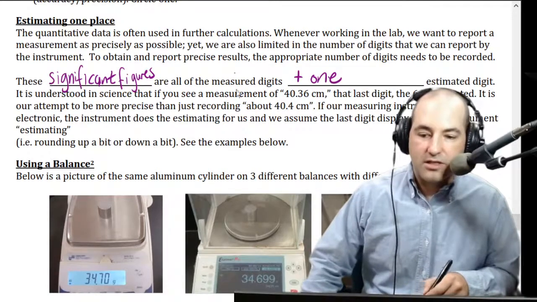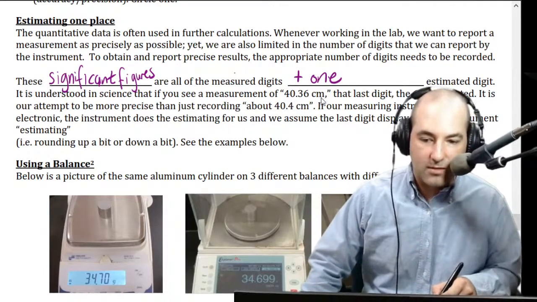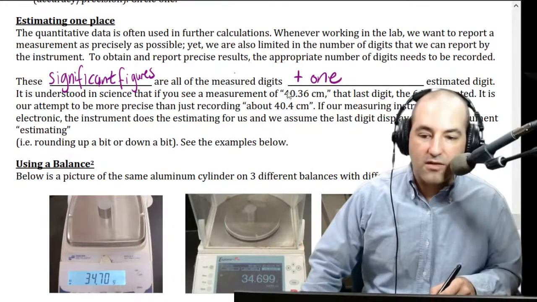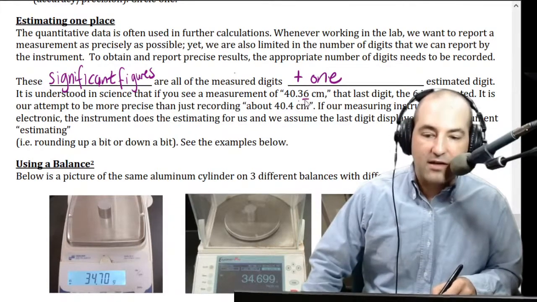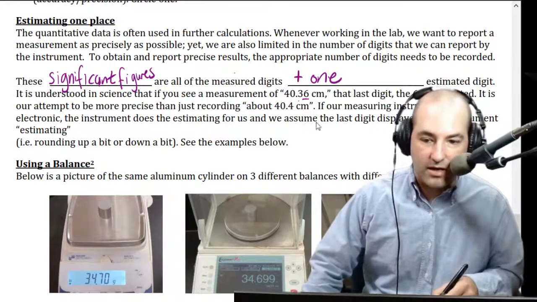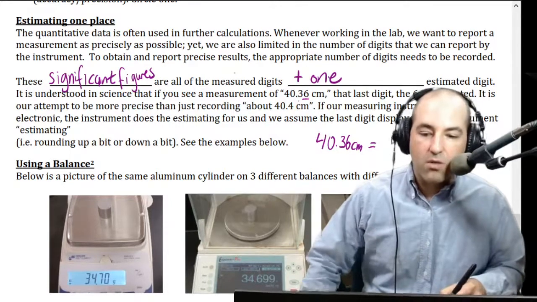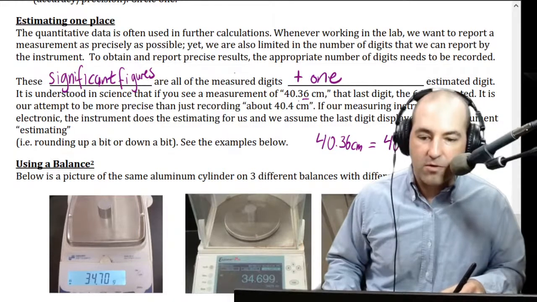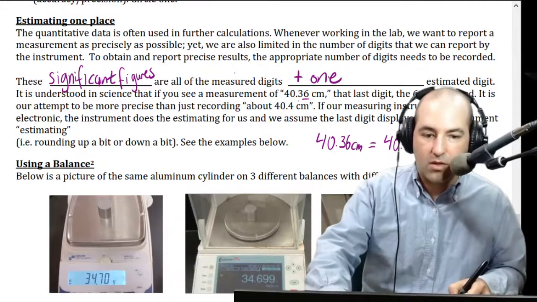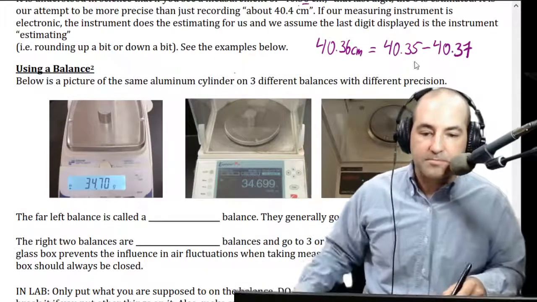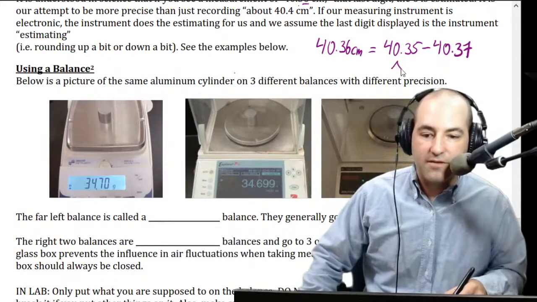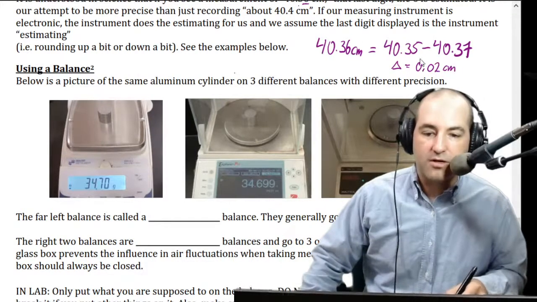So when we write down digits, like for example right here, 40.36 centimeters, what we are saying is that this measurement is actually uncertain in that final digit. These are all significant, but that final 6 is what we would call uncertain or estimated. So what that really means is when we write down a measurement of 40.36 centimeters, what we're really saying is this measurement is somewhere between 40.35 and 40.37. Sorry, let me move this up a little bit so you can see. There. So it's actually a range of measurements, and the difference, that's a Greek letter delta for difference, in this case is 0.02 centimeters.